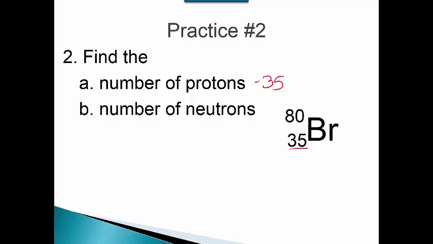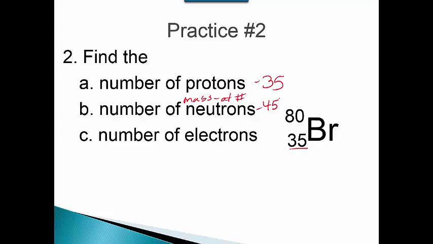The number of neutrons you get by taking the mass minus the atomic number. You could also do mass minus the number of protons, because atomic number and protons are the same. So 80 minus 35. Again, if you need to get a calculator out to do the subtraction, feel free to. If you can do it in your head or scratch paper, that's fine. The number of electrons is going to be the same as your protons, so that's going to be 35.